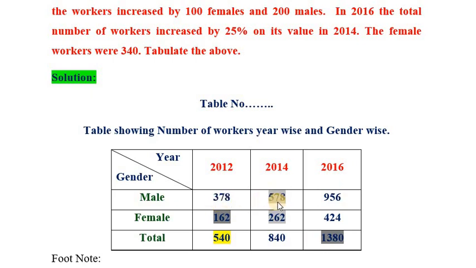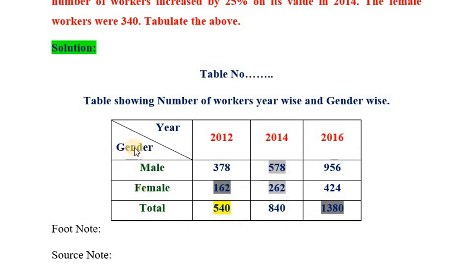That is 378 plus 578, we get the total of 956. 956 needs to be deducted from 1380 to get the total number of female workers in the year of 2016. So, we got 424 as the number of female in the year 2016 in this problem. So, in this way, you will have to prepare the table for the given information as well as find out the missing information. So, with this, let me go to the next problem.